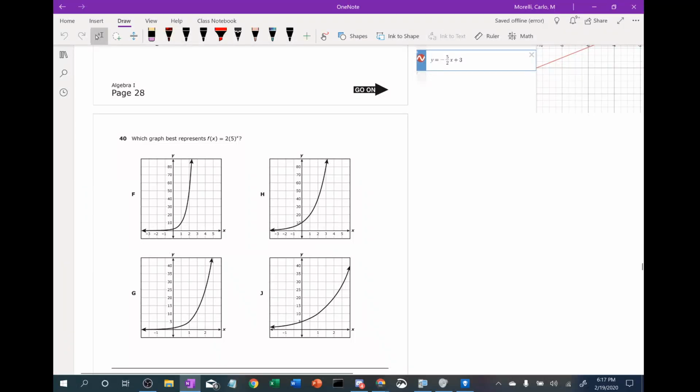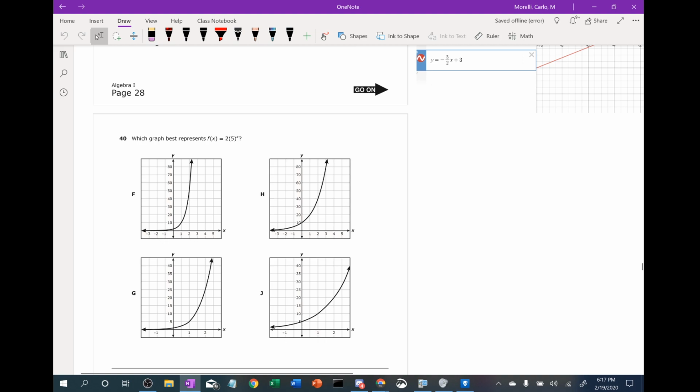Okay, so which graph best represents f of x equals 2 times 5 raised to the power of x? So remember we learned that the number sitting in front of the parentheses is the y-intercept. So we can already eliminate H and J. So it's either going to be F or it's going to be G. And we have to look closely at these because they're very similar lines.